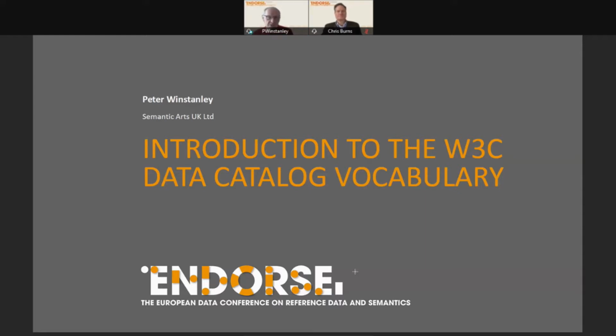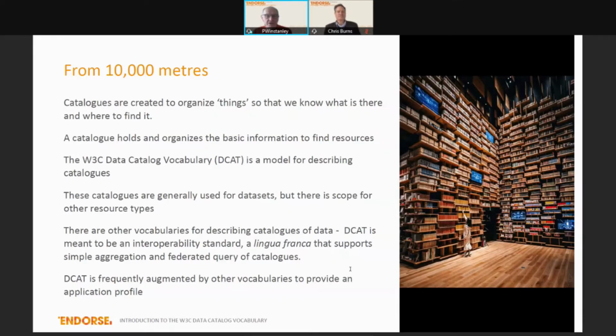So the W3C data catalog vocabulary that I'm going to talk about is a way of creating catalogs that are appropriate for publication on the web or using web approaches. And it provides us a lingua franca for supporting the interchange of catalogs that makes things like federated query, aggregation, and so on simple. This isn't to say that it's the only show in town. There are many others. But the idea of the DCAT, the data catalog vocabulary, is that it's an interoperability standard.